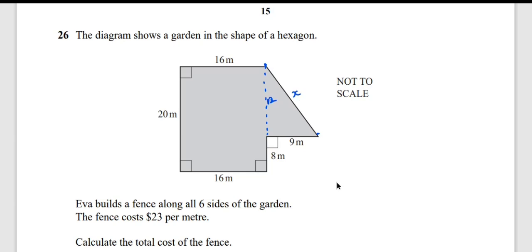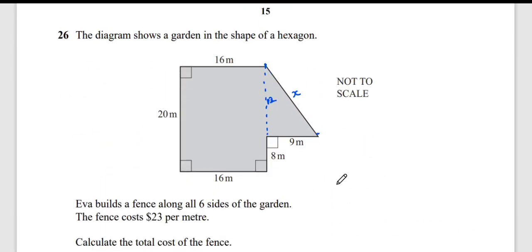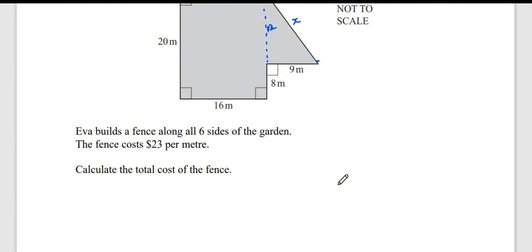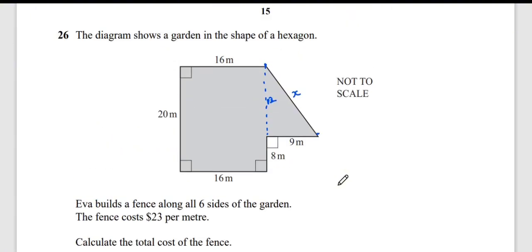So if I have that as 12, then I need to find the value of this place. Okay, so let's read the question to understand fully what we are required to do. The diagram shows a garden in the shape of a hexagon. Okay, of course, an irregular hexagon. Eva builds a fence along all 6 sides of the garden. The fence costs $25 per meter. Calculate the total cost of the fence. So we need to first of all find the perimeter of the shape and use it to find the total cost. Okay. All right. So of course, like I said before, you cannot find the perimeter if you don't know the value of x here.